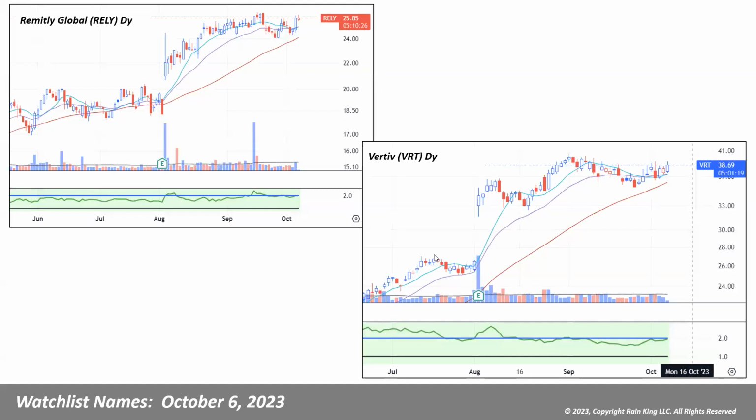Next one is Vertiv, VRT. I will disclose I have a position in Vertiv that I've been holding. Again, the stock has come back with the market, but it's still holding in a very controlled pullback. It has not been too erratic, which is a positive. And you can see the up-down volume has gone from about 1.6 all the way back up to 2. So it appears the stock is still being accumulated during this market correction. So it's definitely high on my watch list.